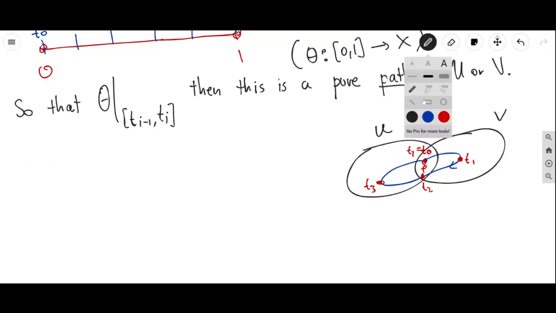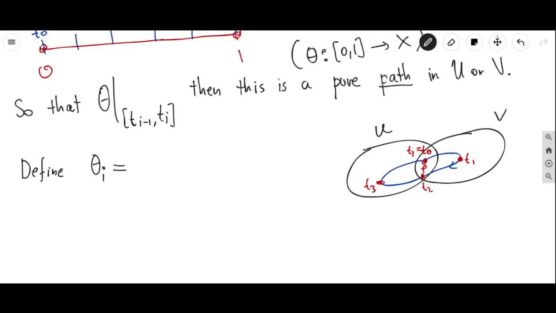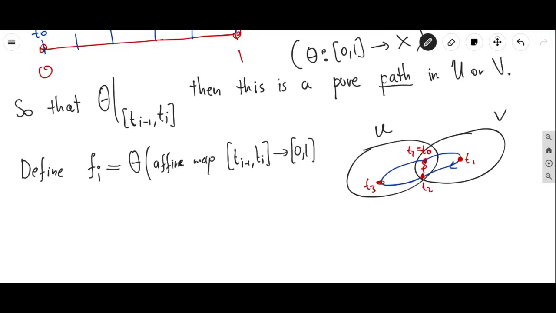So since U and V are path connected, let me take this down. I want to say something else. So let's define Fi to be theta. We're going to take an affine map from Ti minus 1 to Ti. We're going to rescale it to 0, 1, and then we're going to recompose with theta.